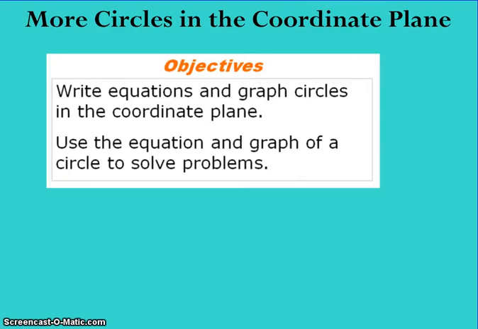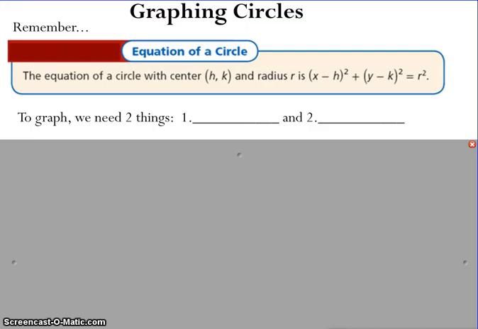So as I said, we're continuing on with circles. Recall that the formula for the circle is x minus h squared plus y minus k squared equals r squared. Now we need h and k, which would be the center, and we need r, which is the radius. These are the two things that we need in order to graph a circle.